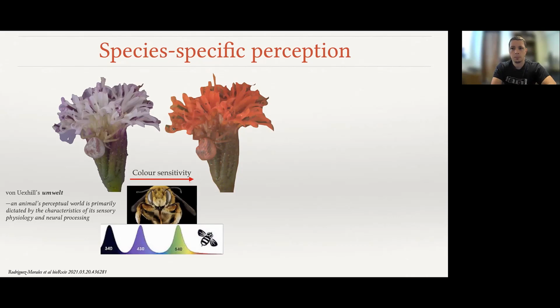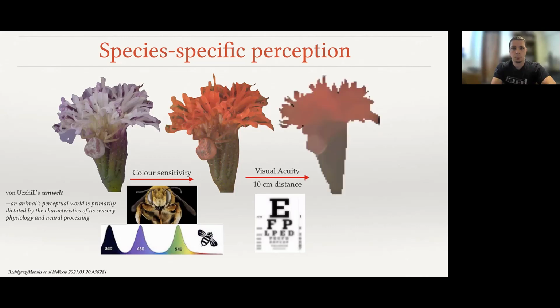But in addition to this, you also need to take into account visual acuity, which is that at different distances, the objects look slightly more fuzzy or more blurry to these insects. So this is a simulated image of what it would possibly look like at, say, 10 centimeters away from the flower.